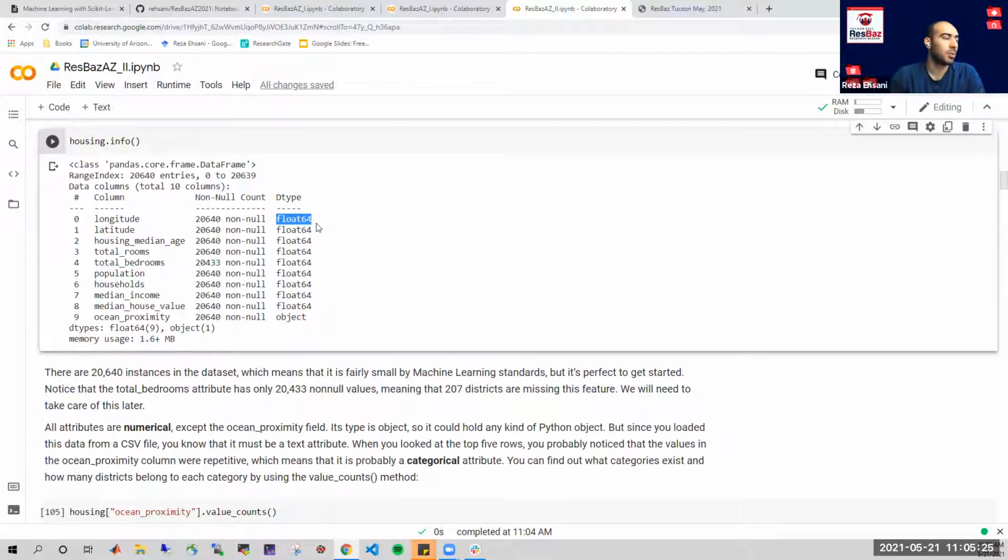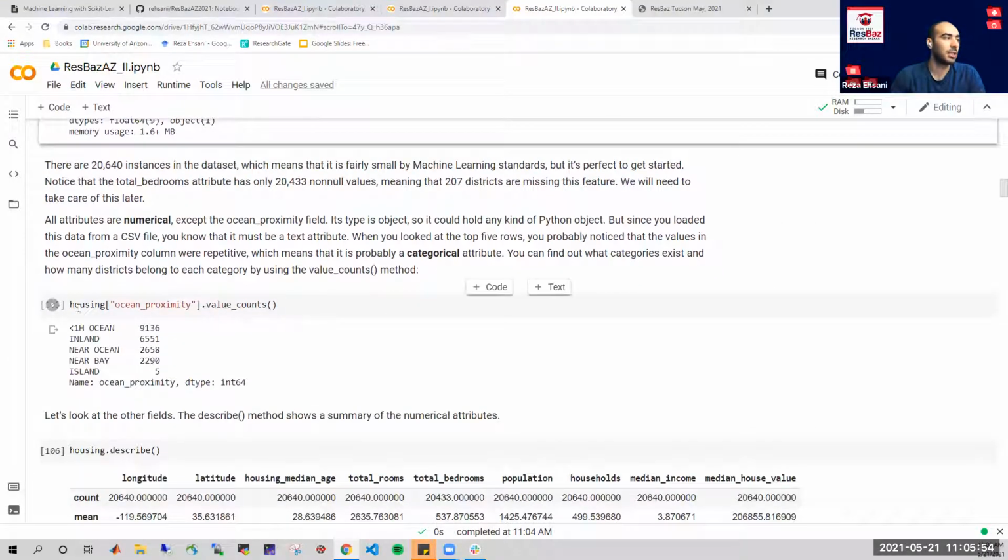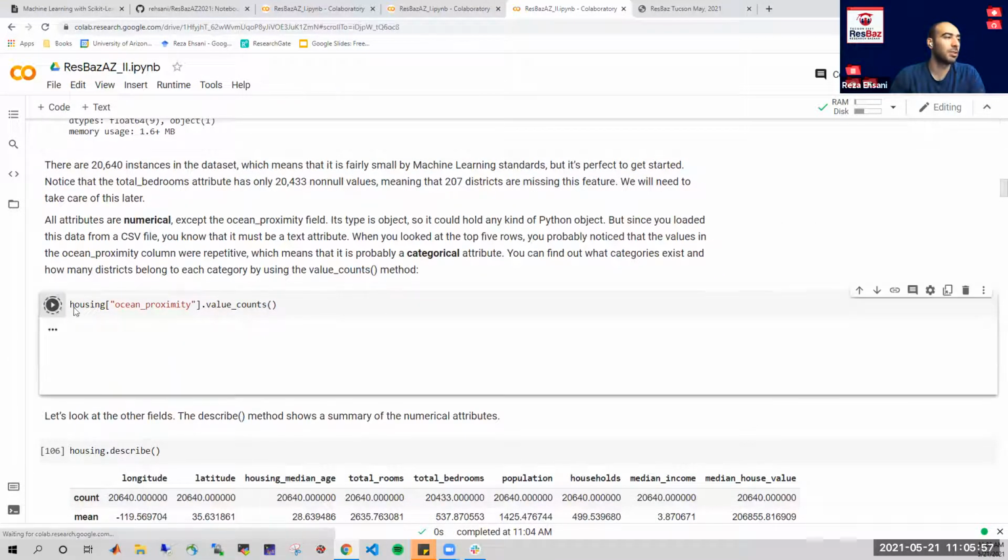The data types provided for these features are numerical, except the ocean proximity, which is an object. So it could be any kind of Python object, but since you loaded this data from the CSV file, you know that it must be a text attribute. And when we look at the top 5 rows, you probably notice that the values in the ocean proximity column were repetitive, which means that it's probably a categorical attribute, and you can find out what categories exist and how many districts belong to each category by using the value counts method.